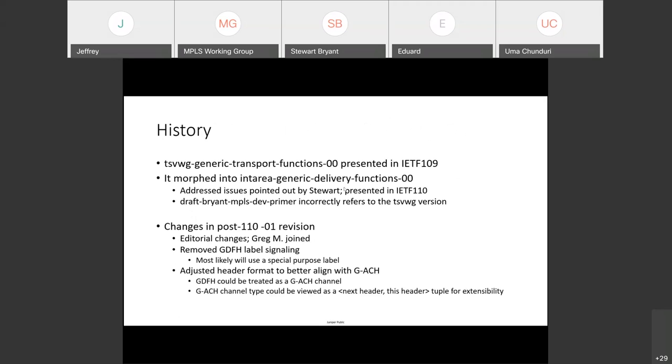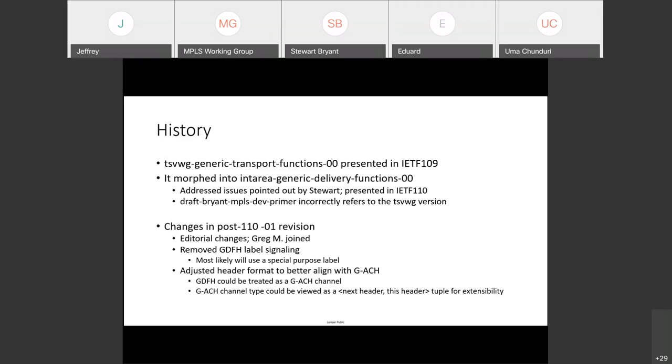It's a little bit of history. It was originally targeted at the transport area, and it was presented in 109, and then morphed into the inter-area draft. In that version, we addressed issues that Stuart pointed out, and we presented it in 110. By the way, Stuart's primer drafts were referring to the older version that did not have those problems addressed, but in the current version, those problems have been addressed.